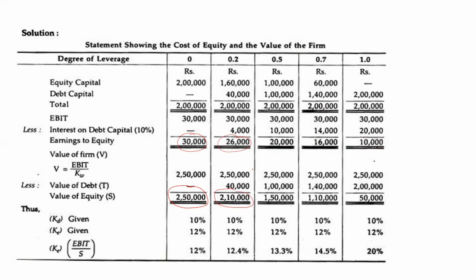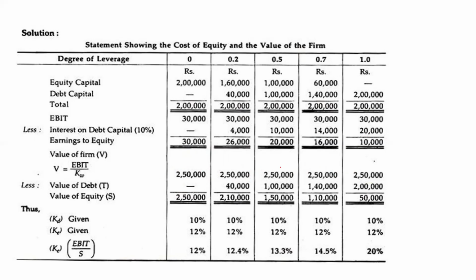In the same way, that is the total value. So when 20,000 is divided by 12%, the value of the firm shall be 2 lakh 50,000. So you can get to know that the value of a firm is constant in all the situations.